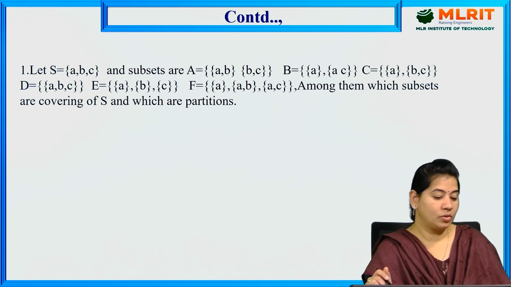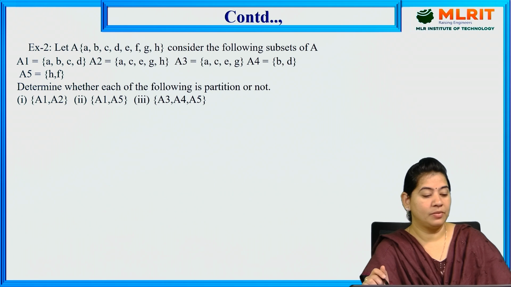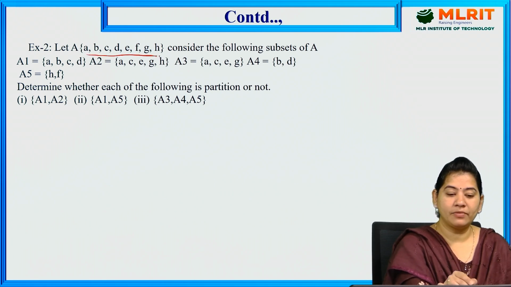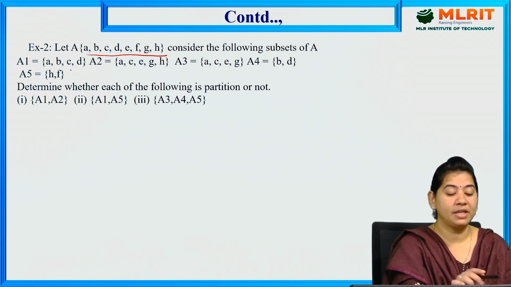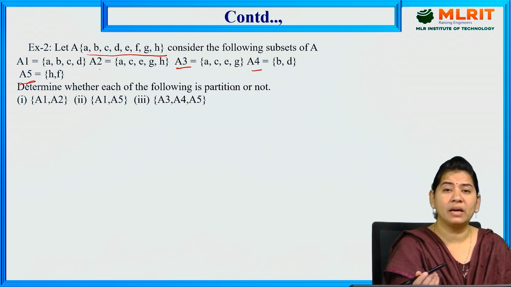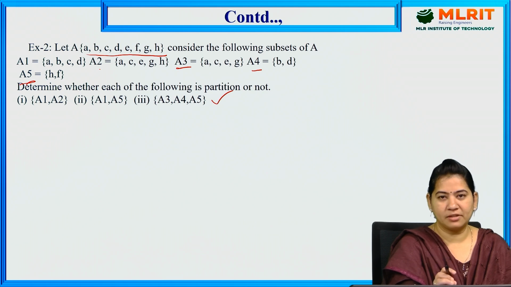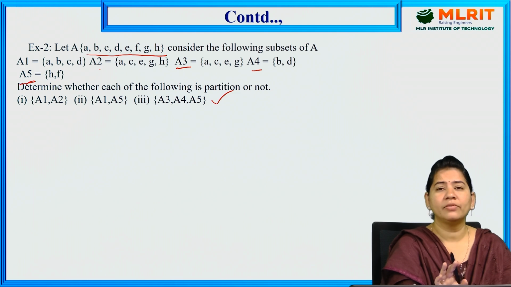So this is about this question. Next, let us go to the next problem. Let A = {A, B, C, D, E, F, G, H}. Consider the following subsets of A: A1 = {A, B, C, D}, A2 = {A, C, E, G, H}, A3 = {A, C, E, G}, A4 = {B, D}, A5 = {H, F}. Now they are asking to determine whether each of the following is a partition or not. Means they have already given some sets of subsets in each problem, and we have to determine whether those are partitions or not.